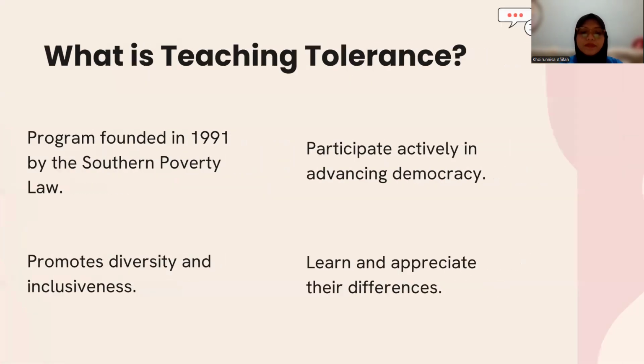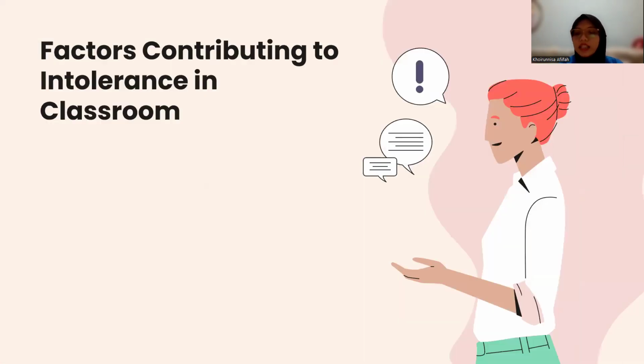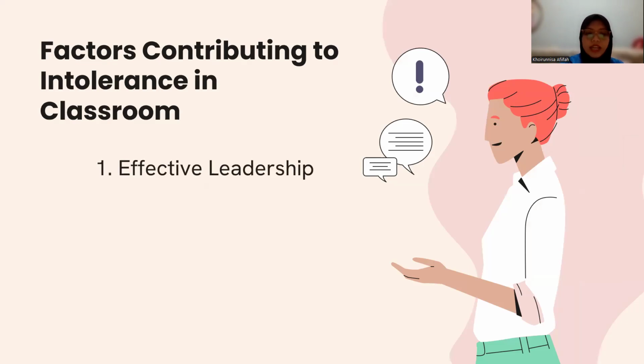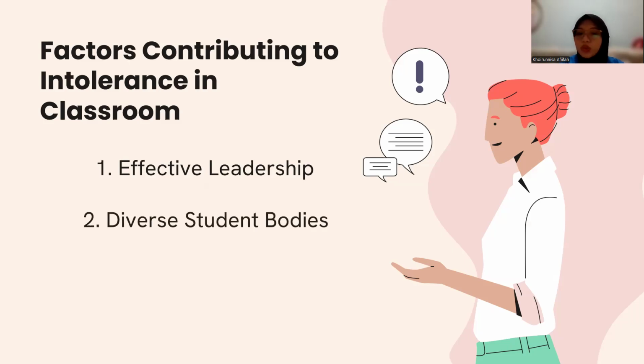their differences. The factors contributing to intolerance in the classroom: effective leadership, strong leadership, and a forward-thinking, anti-bias attitude from administrators can significantly reduce incidents of hate and bias in school. Then, diverse student bodies. Schools that serve traditionally marginalized populations, such as immigrants, often have a stronger focus on inclusivity and welcoming environments. This can help mitigate intolerance by promoting understanding and acceptance.